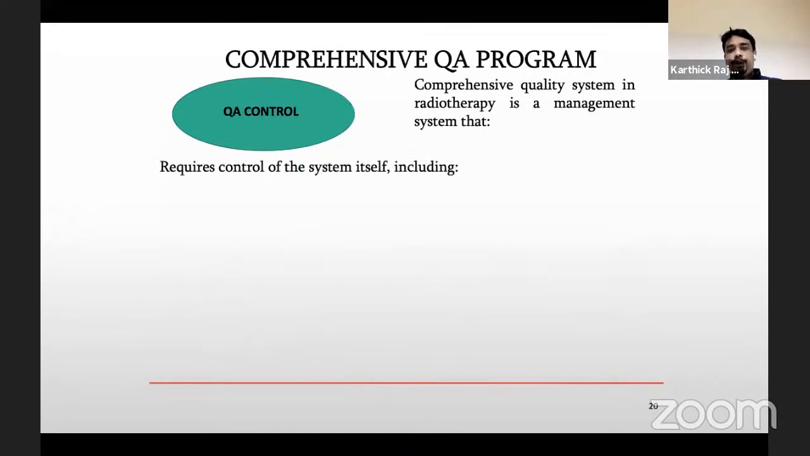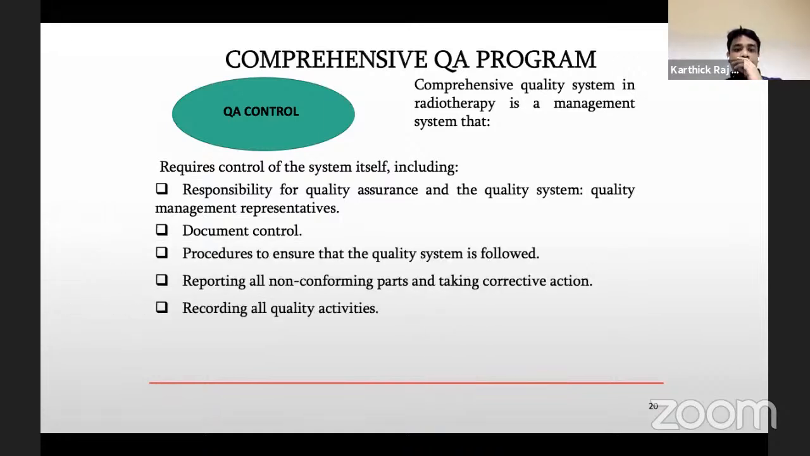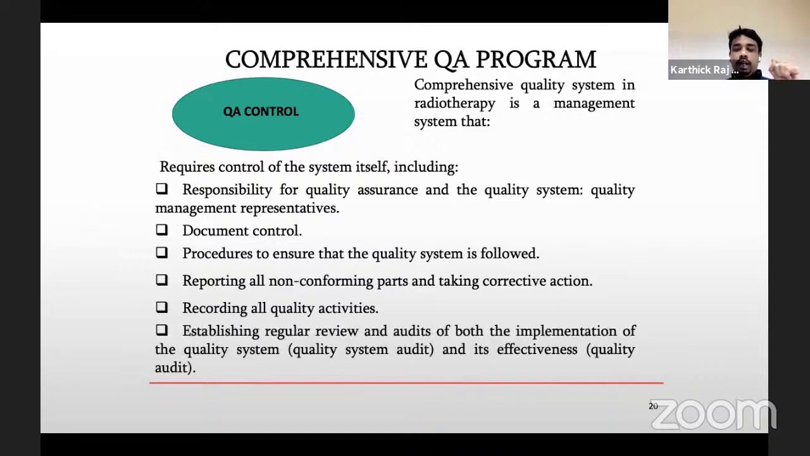A comprehensive QA program should assign responsibility for quality assurance and the quality system to the representatives, and it needs to be assigned properly to each and every individual and clearly defined. Everything has to be documented. Documentation is a very important process in radiotherapy. If there is any non-conforming part and corrective action is taken, it has to be properly reported. All the quality activities have to be recorded properly. Regular reviews and audits will really improve the quality of your quality control program.